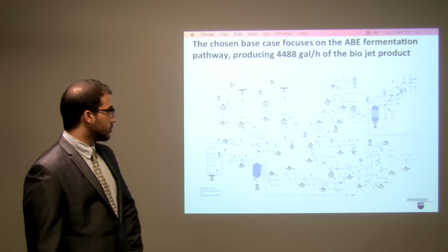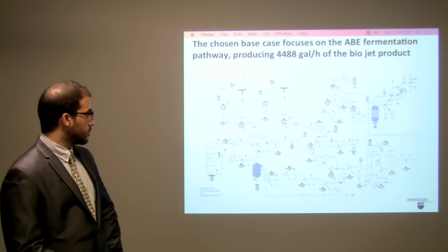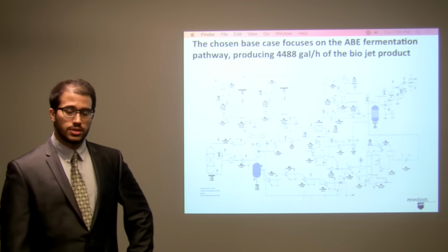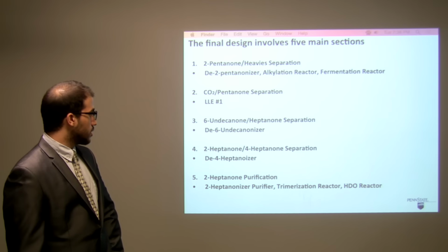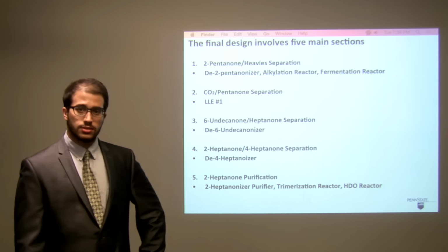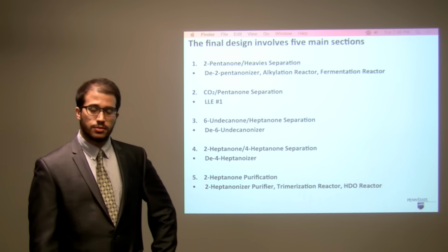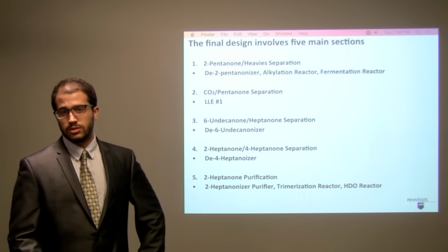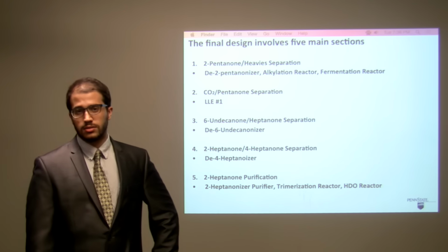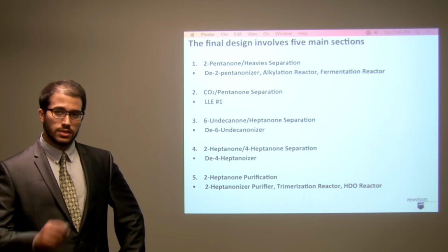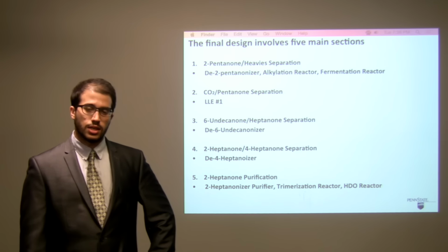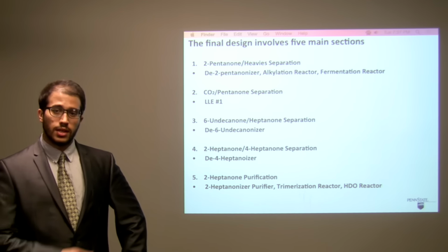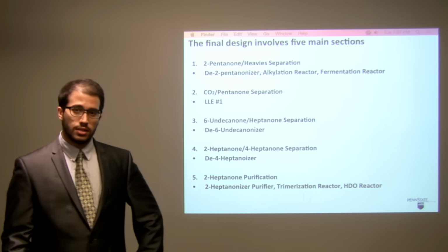So we moved ahead into designing our process flow diagram that can be seen here with a product stream of 4,488 gallons per hour of biojet fuel. And then this design was separated into 5 different sections. The first one was the 2-pentanone heavy separation section, where we take our sugarcane feed and ferment it, and then take the slurry product into the alkylation reactor, and after that we send the product of heavies into a D2 pentanonizer tower that would separate the 2-pentanone in the overhead product, contaminated with some CO2, and the bottom product would include the heptanone and the decanone components.